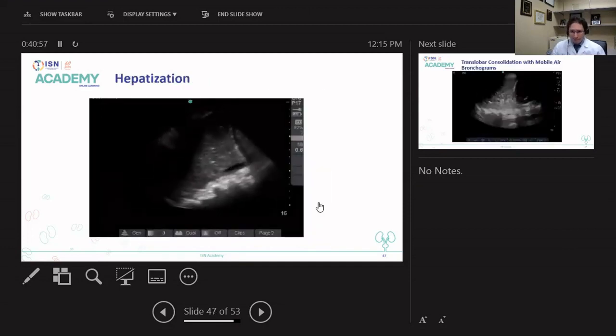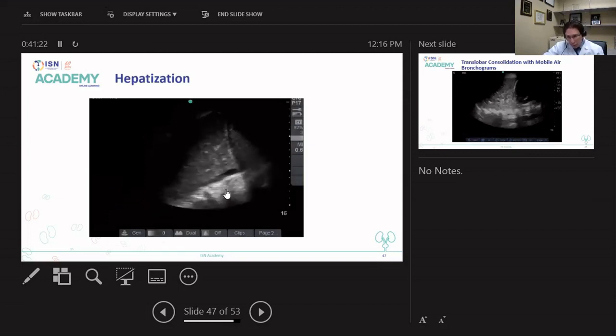Hepatization. So the term comes from liver. Looks like the liver. When you have a densely consolidated lung, the echogenicity becomes similar to liver, and that's what you see here. So here is the patient's diaphragm, and there's liver underneath right over there, and this is actually lung, not liver. And because this is a dependent area, you do see the beginnings of a spine sign here.